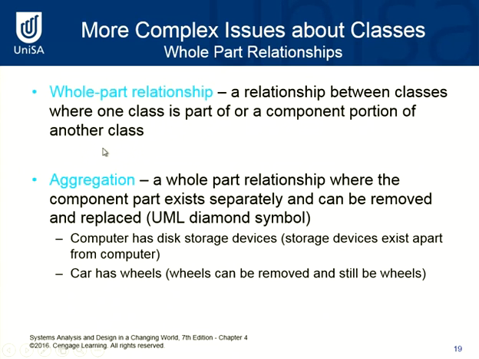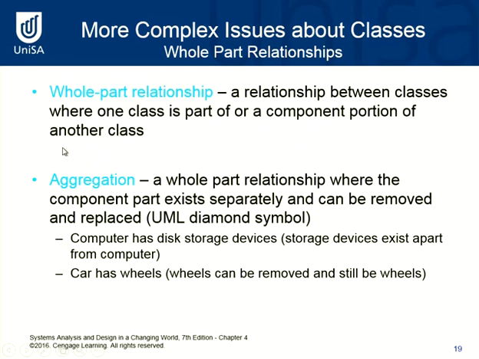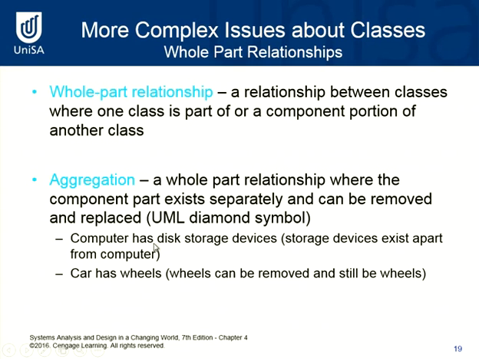We have whole part relationships with aggregation or composition. Depending on whether it's an aggregation or a composition will determine whether it's a UML diamond symbol or a filled-in diamond symbol. Okay, an example here of composition is an order item on an order. Without the order, there are no order items. A chip has circuits. Without the chip, there are no circuits. That gives you an example there of composition, where the parts cannot be removed because this thing is composed of these parts.